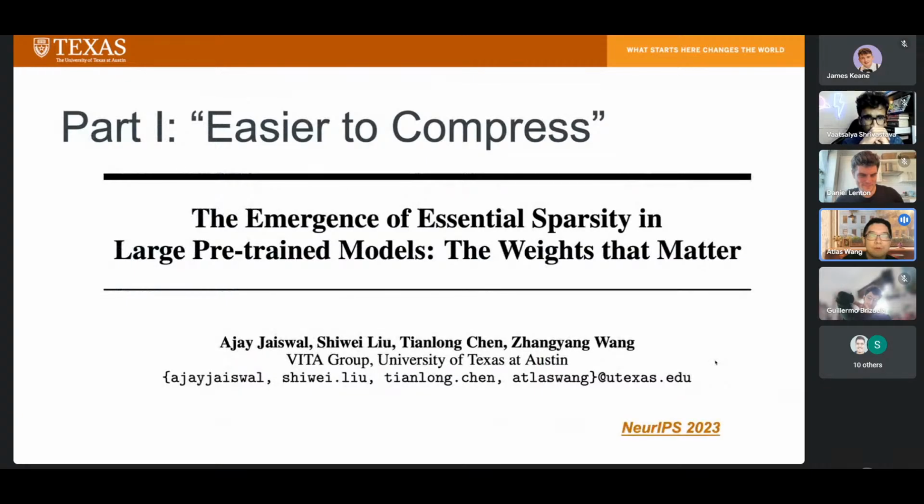Part one, as I promised, I want to make a case that compressing larger models is becoming easier. And the main part is in our last year NeurIPS paper titled The Emergence of Essential Sparsity, done with my PhD student Ajay, my postdoc Shiwei, and my then PhD student Tianlong. Both Shiwei and Tianlong are now faculty members. Shiwei is in Oxford and Tianlong is in UNC Chapel Hill. They are both doing great work.